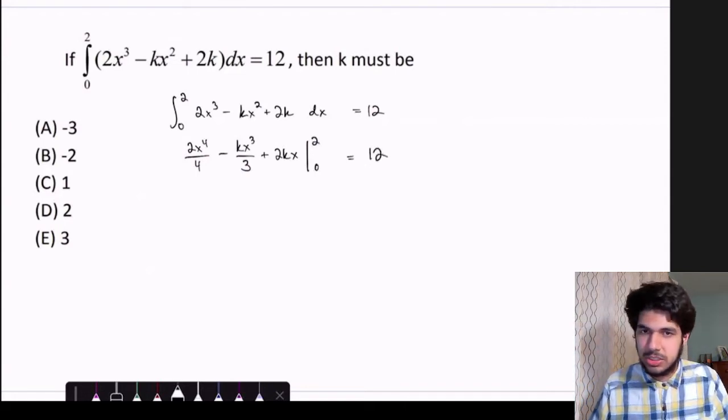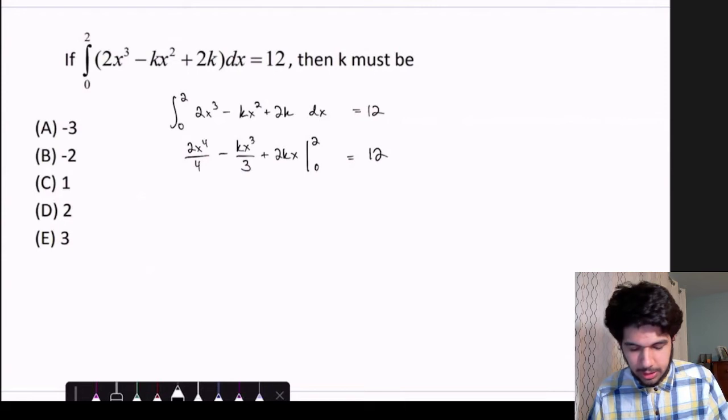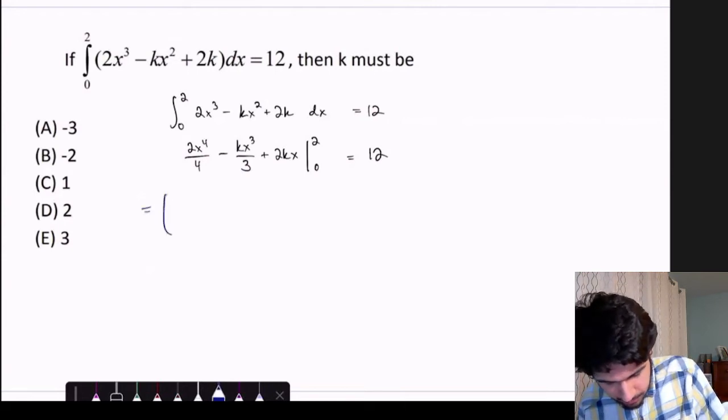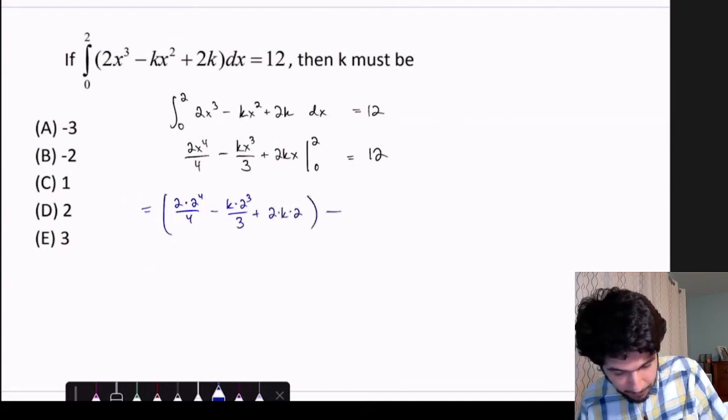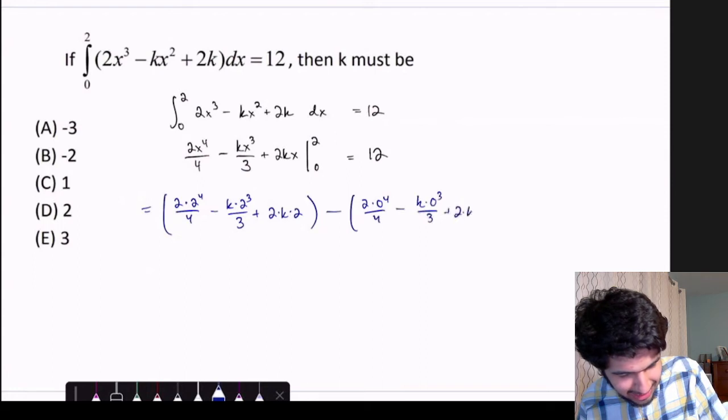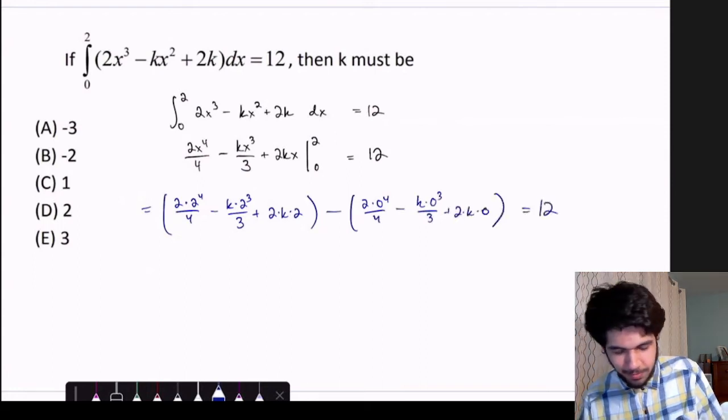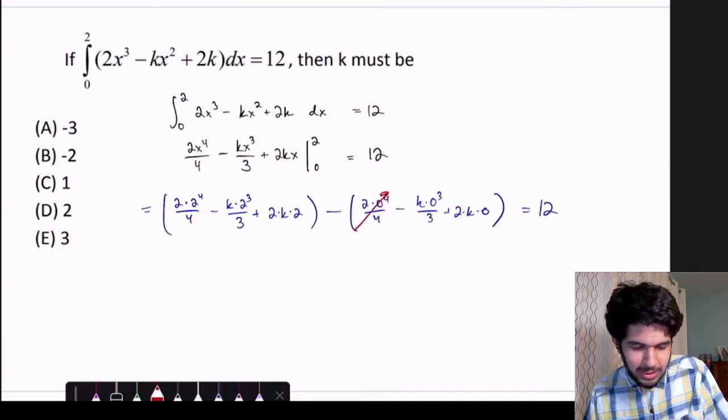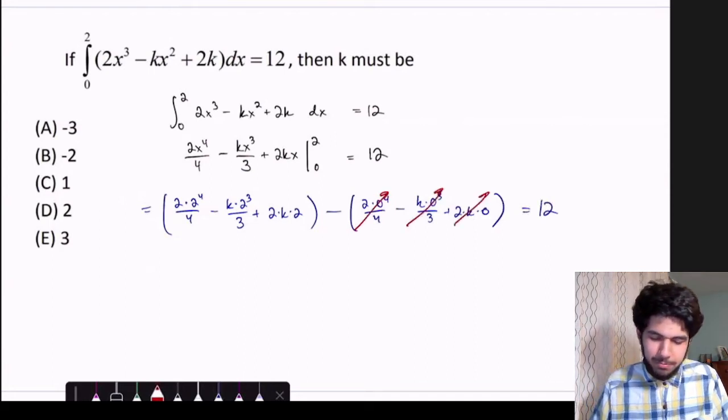So let's use the fundamental theorem of calculus. But now where we see an x, we will put in a 2 or a 0, again leaving the k untouched. So this will equal 2 times 2 to the 4th over 4, minus k times 2 cubed over 3, plus 2 times k times 2, minus, now we'll just put in a 0: 0 over 4 minus k times 0 cubed over 3 plus 2 times k times 0. We want this to equal 12. Nice that all of these terms go to 0, so we don't have to worry about them.